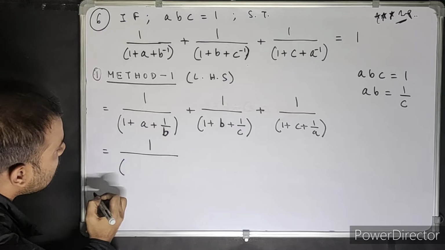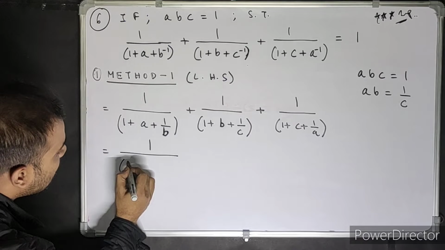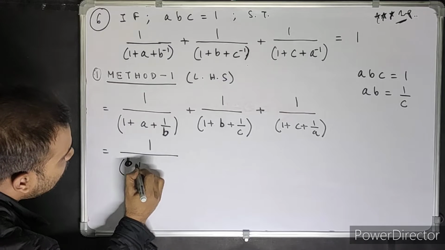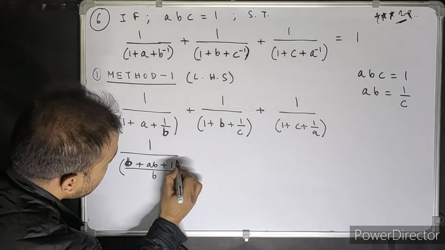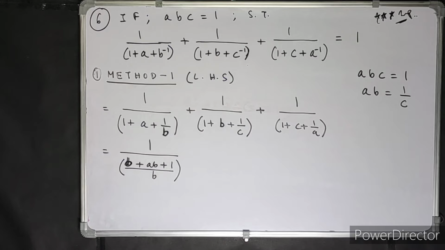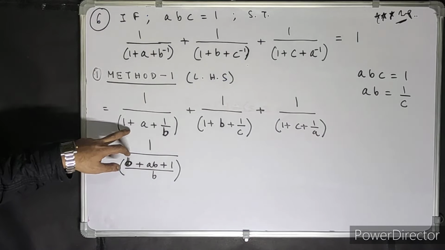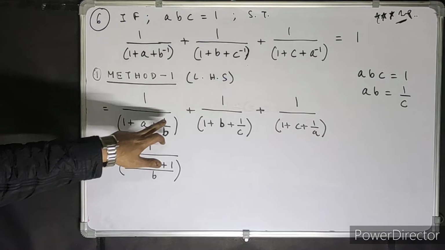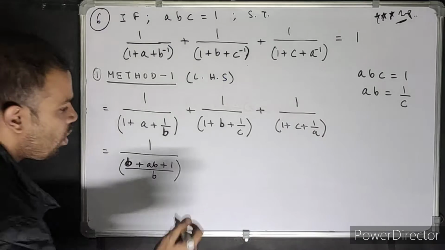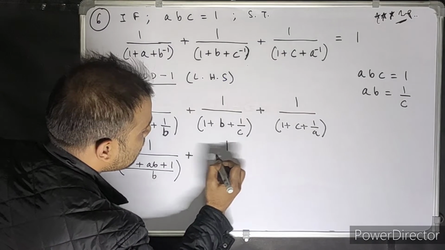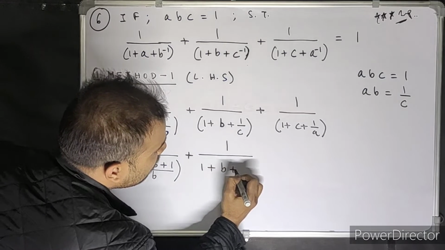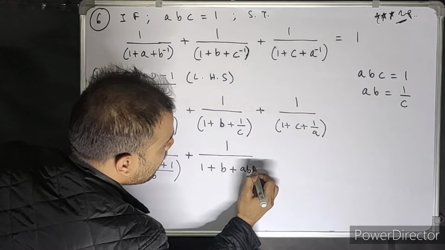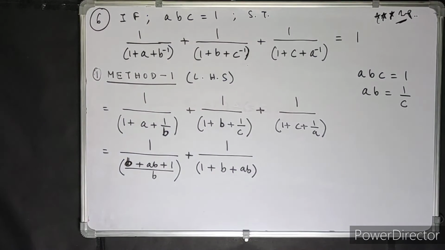So this is B plus AB plus 1, whole thing divided by B. Look, this is the LCM. B is the denominator, so B got multiplied over here. This is AB, and plus 1. You all know how to do LCM. This is all simple things. Now this, you will not do LCM, but you will write AB.